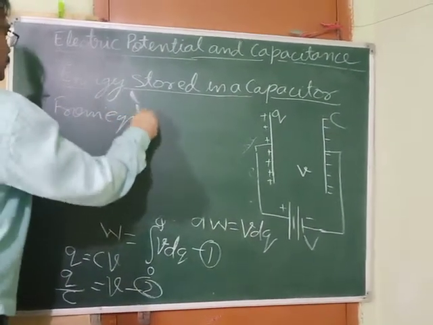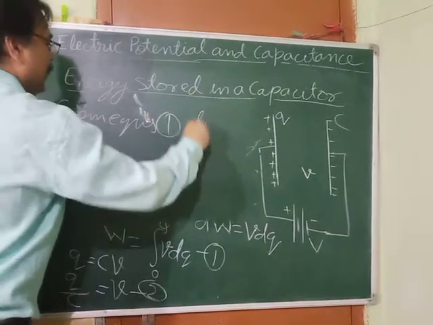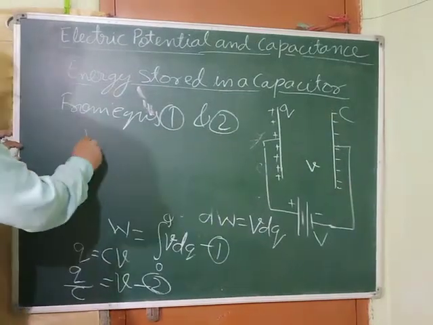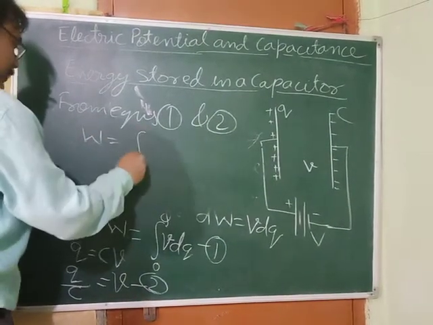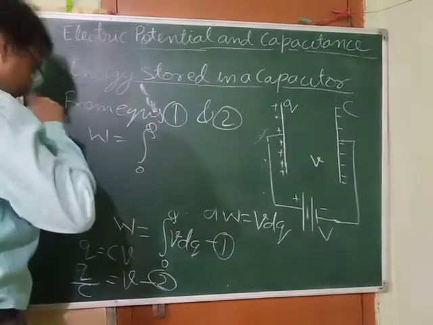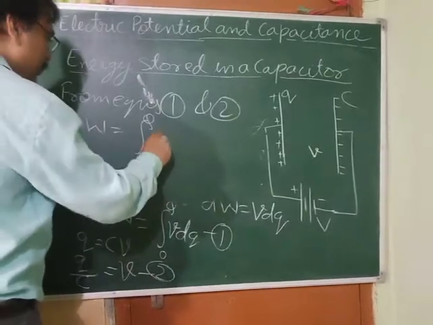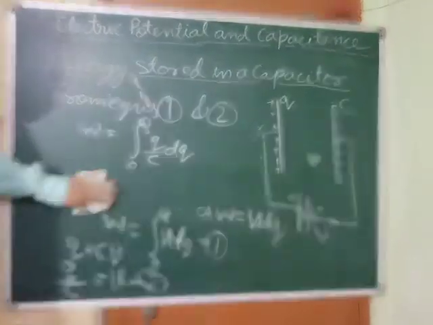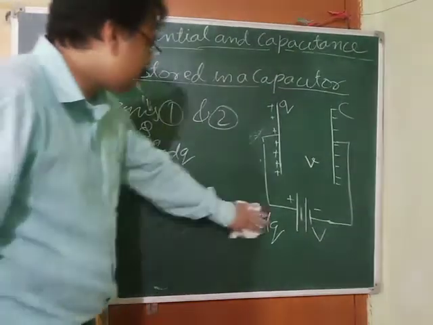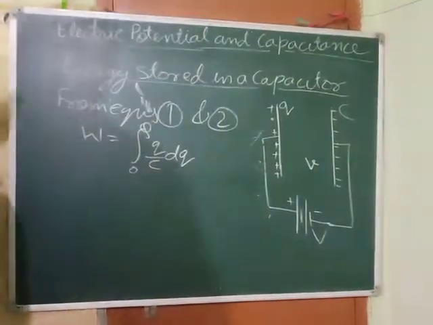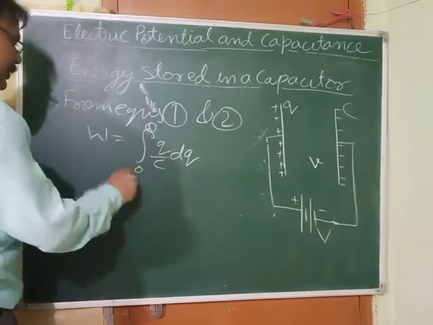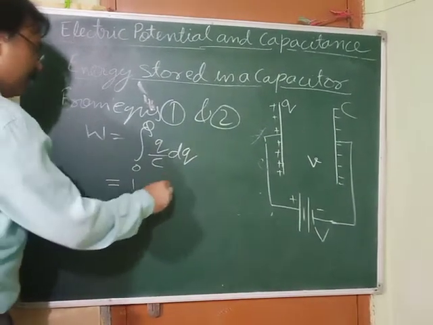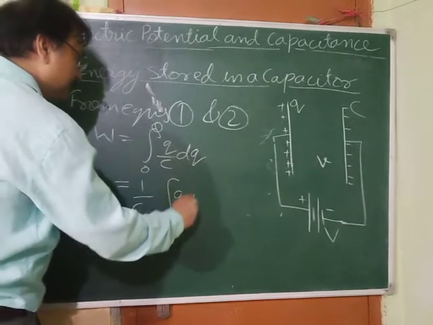From equations 1 and 2, what you will get? See what you will get. W is equal to the integration from 0 to Q of Q by C dq. Now we need to integrate this. Obviously, C, the capacitance, is a constant, so we can take it out. We have to integrate Q dq.